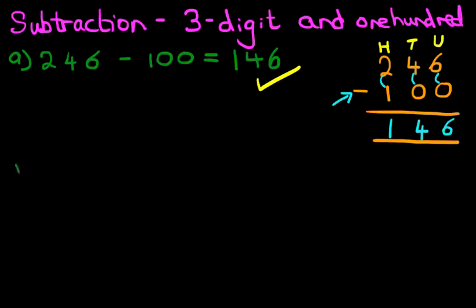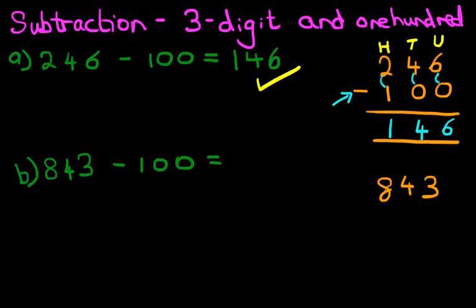Let's look at one more example. What is 843 minus 100? And again, we're going to do this using the vertical format. So let's begin by rewriting this question. 843 minus 100.